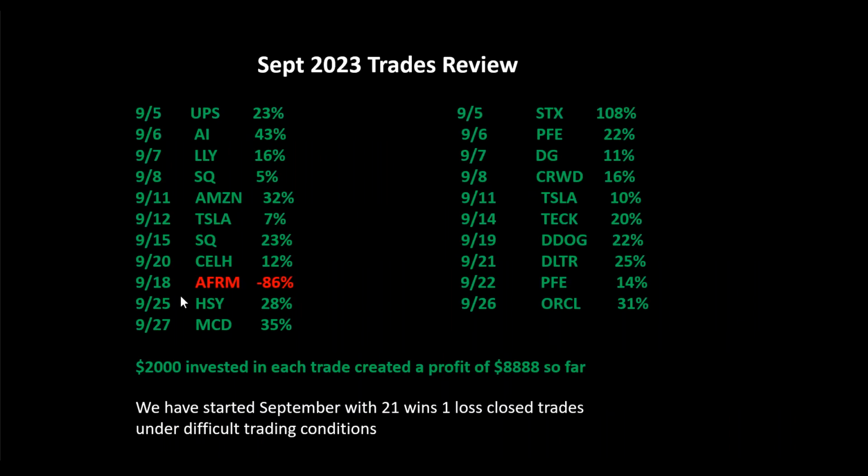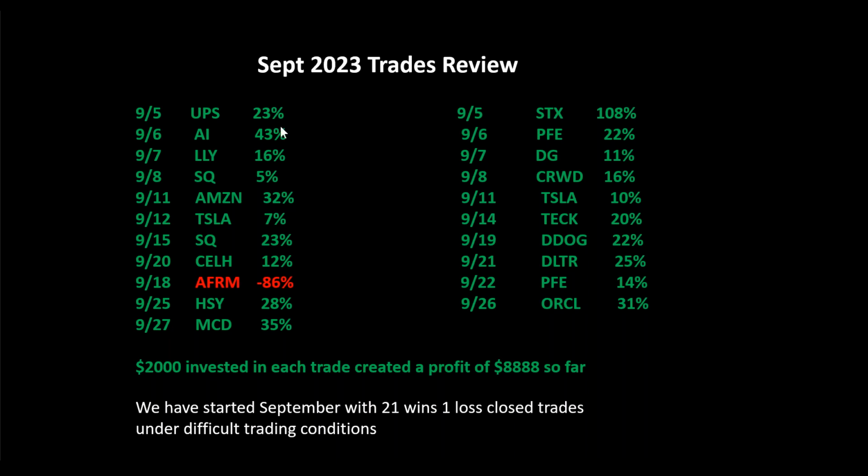I'm going to review some of the trades we've done later on in the presentation, but I just wanted to throw this up. This is the September 2023 trades. These are the trades that we've done this month so far. We did have one loser, this Affirm, but this is what we've done so far, and we've got 21 wins. Actually, we had one more win today, so we're 21-1 or 22-1 right now on closed trades, under really difficult trading conditions. If you're a trader, you know that the trading has been pretty tough, but you can see these are fairly predictive of what we get typically.